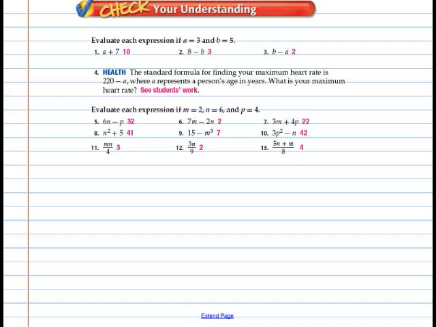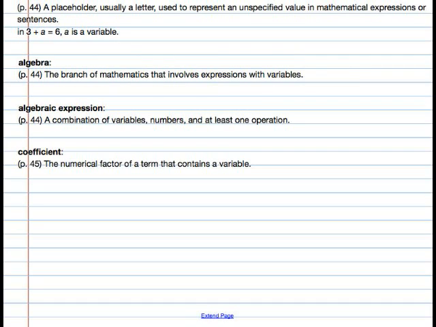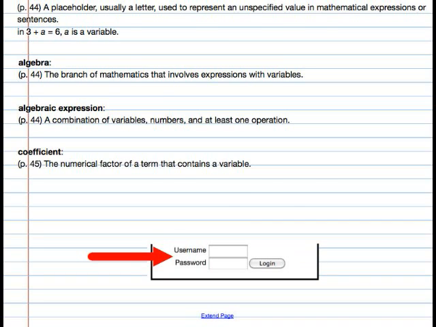Here are the answers if you want to go back and check yours to see if you're correct. You could go back and work the odd numbered problems if you need a little more practice. Here's the vocabulary for this lesson. You're responsible for knowing these. You'll be evaluated on them at a later date in the chapter, so memorize them.